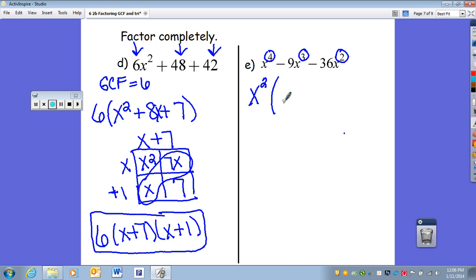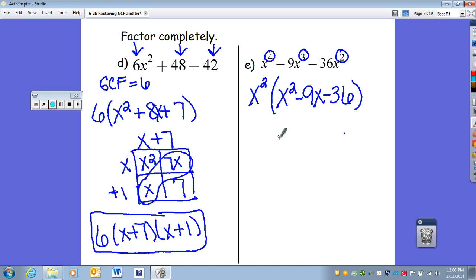So x to the 4th divided by x squared, we keep the base and subtract the exponents, which would be x squared. Then we have negative 9, x cubed divided by x squared is x, and then we have negative 36, and x squared divided by x squared is x squared.